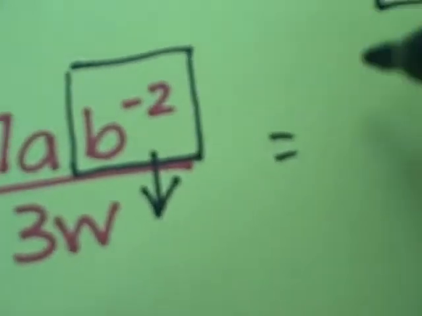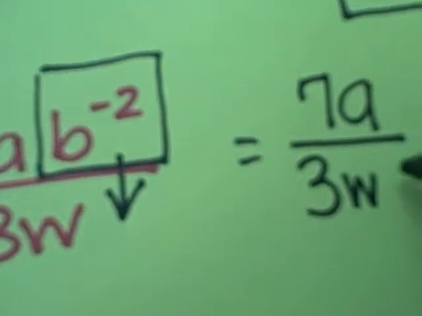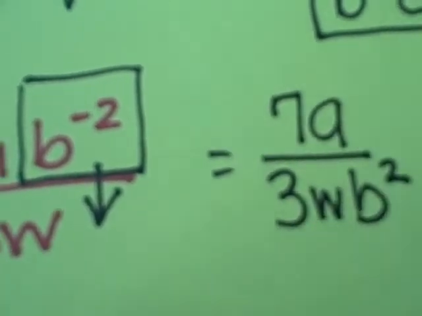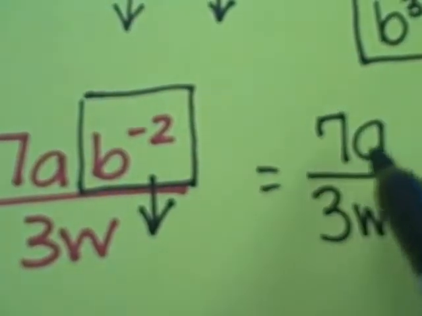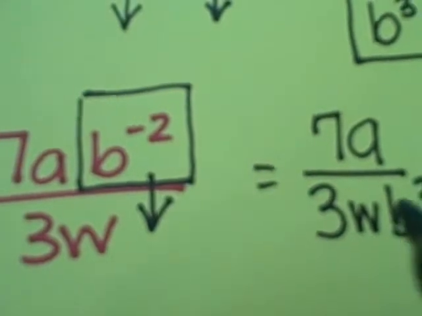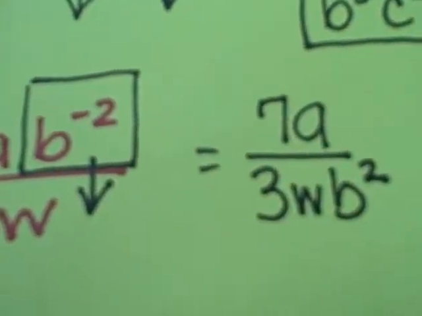So we have 7a over 3w b squared, because when it moves down, it becomes positive. Notice that the 7a and the 3w didn't move, or nothing happened to them. The 7a is still on the top, the 3w is still on the bottom. The only thing that's happened is the b to the negative 2 has moved down.